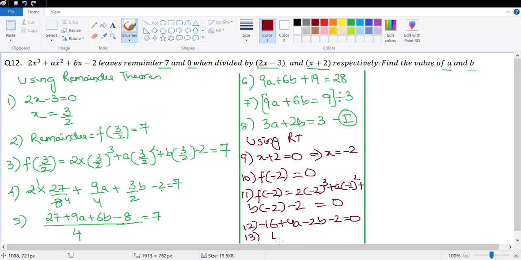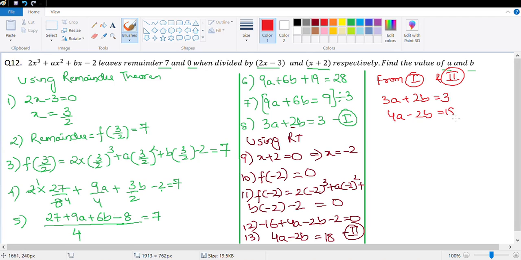Grouping like terms together, I get 4a minus 2b is equal to negative 16 minus 2, that's negative 18. When I take it on the other side, it becomes plus 18. Now I don't want to divide it by 2 because I notice the coefficient of b in both these equations is already equal. So let me go ahead and solve them simultaneously. So from 1 and 2, let's go ahead and add them. So this is 3a plus 2b is equal to 3, and 4a minus 2b is equal to 18.